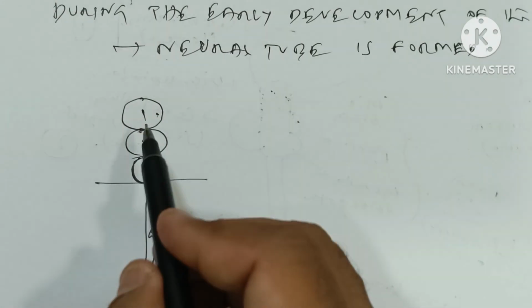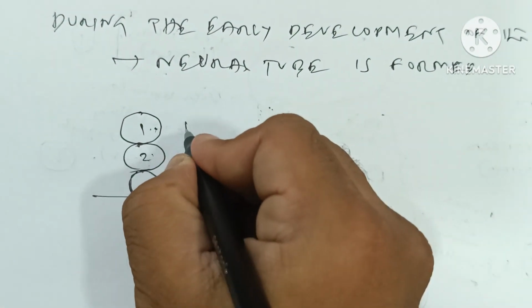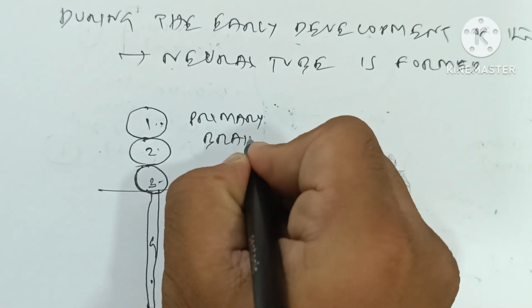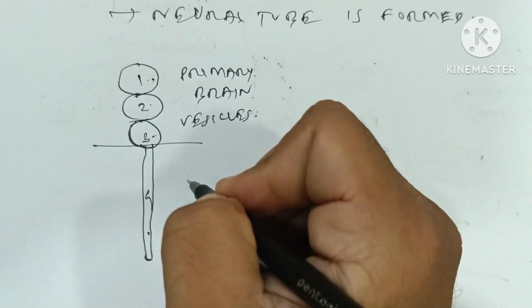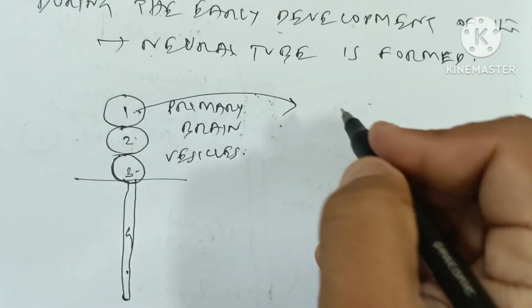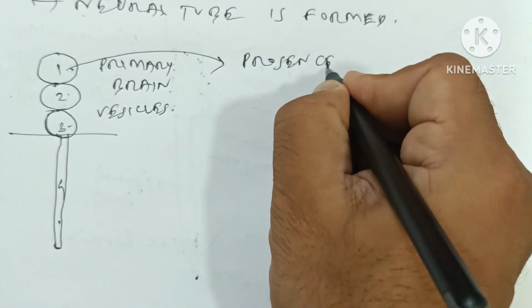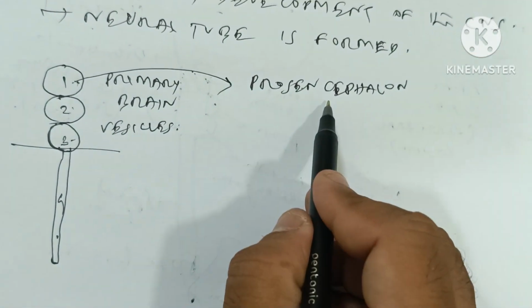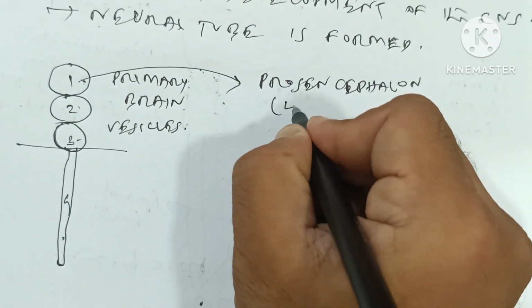Now, these first 3 subdivisions are called the primary brain vesicles. The first primary brain vesicle is called the prosencephalon, and this is the largest region.